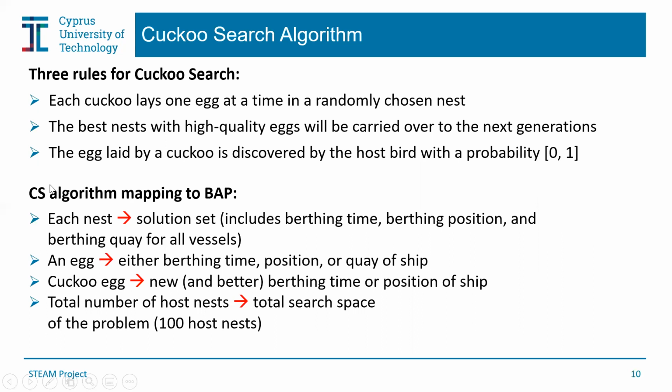So here is a mapping of cuckoo search algorithm to the berth allocation problem. Here you can see each nest demonstrates a solution set which includes berthing time for each ship, berthing position for each ship, and berthing queue for each ship. And a single egg will be either berthing position, or berthing time, or berthing queue. Where cuckoo egg will be a new solution or better solution. It may be berthing time, or berthing position, or berthing queue. The total number of host nests is fixed, which shows total search space. And in our study, we have considered 100 host nests.